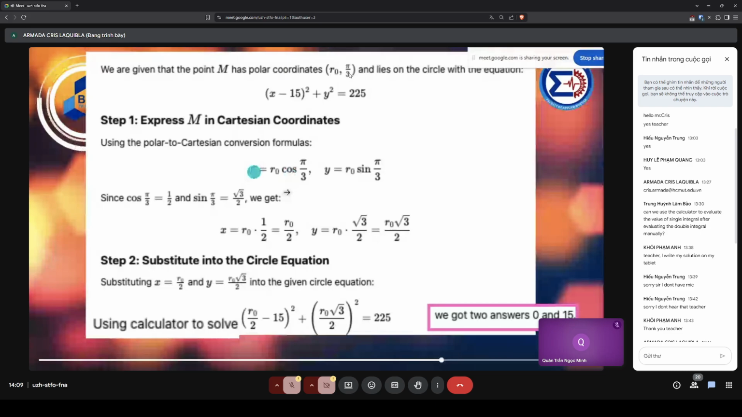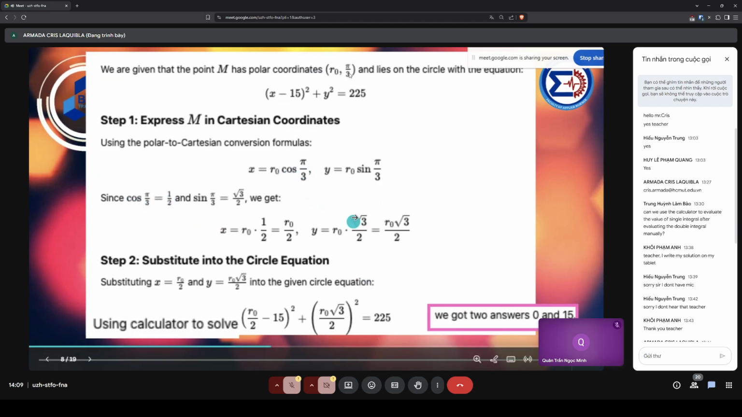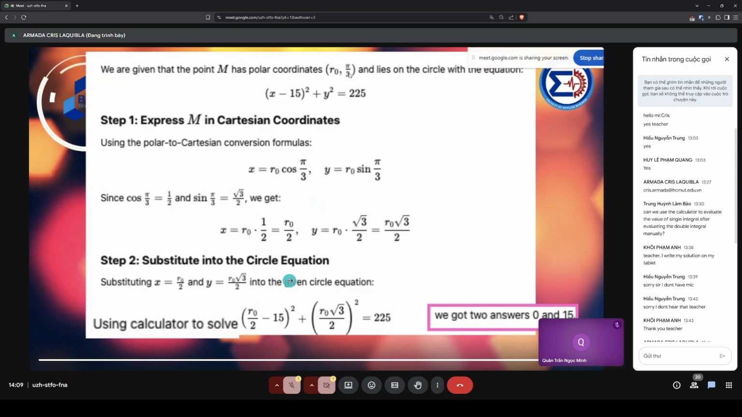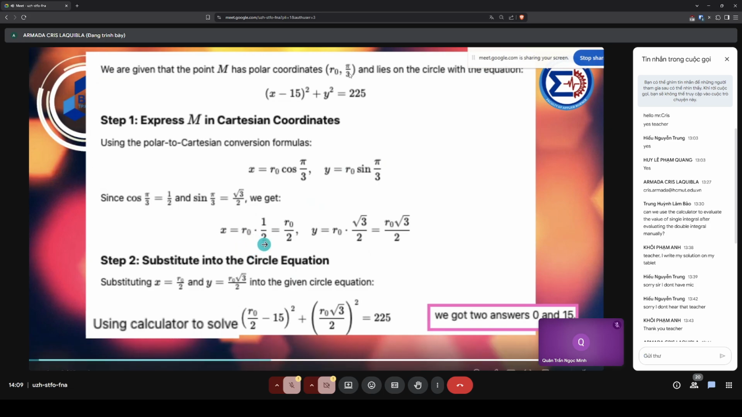So cosine of phi is pi over 3. Here, r sub o sine pi over 3. Now, if you solve the cosine of pi over 3, it's 1/2. Then sine of pi over 3 is square root of 3 over 2. Now we get x is equal to r sub o times 1/2, because cosine pi over 3 is 1/2. So x is r sub o over 2.